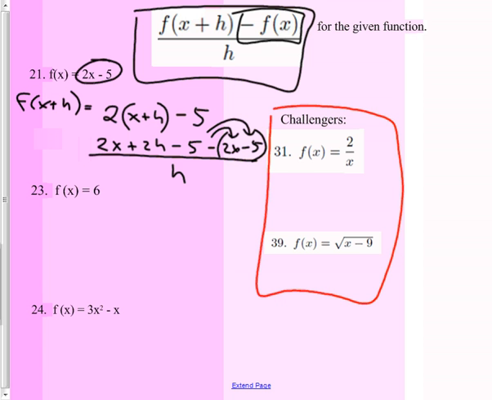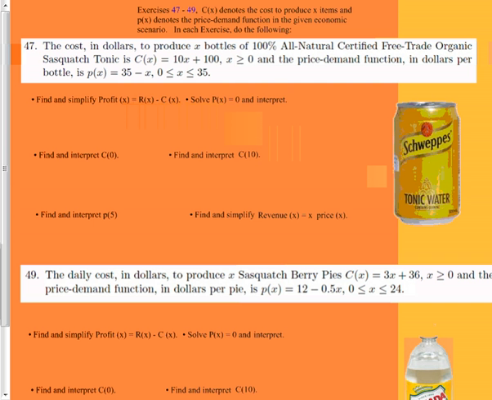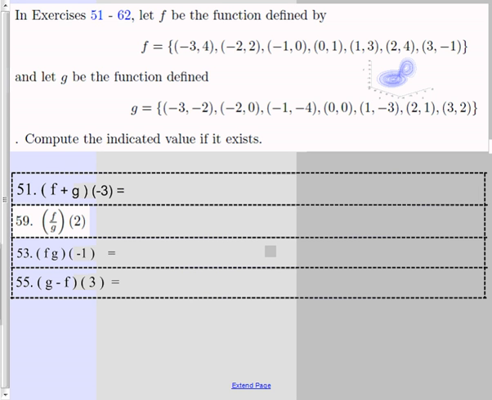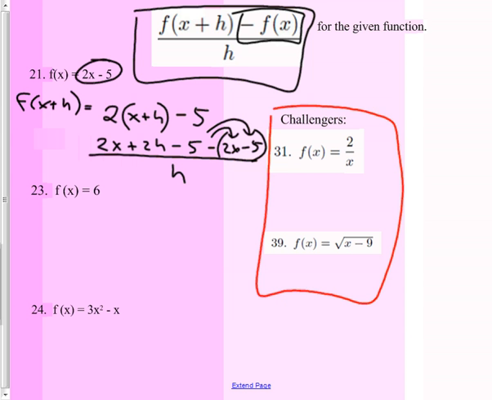Okay, the ones that are called challengers, those are just, if you want to stretch your brain, those are cool challenge problems. All right, this whole page and this whole page are skips. I'm sure you're disappointed, but had I sent you home with those to do, you would have just really gotten confused. I really, really, really try to focus on sending you only home with homework that you actually should be able to do.